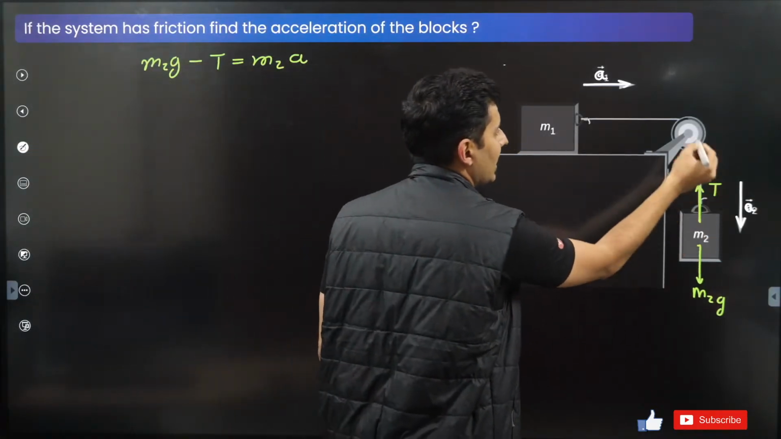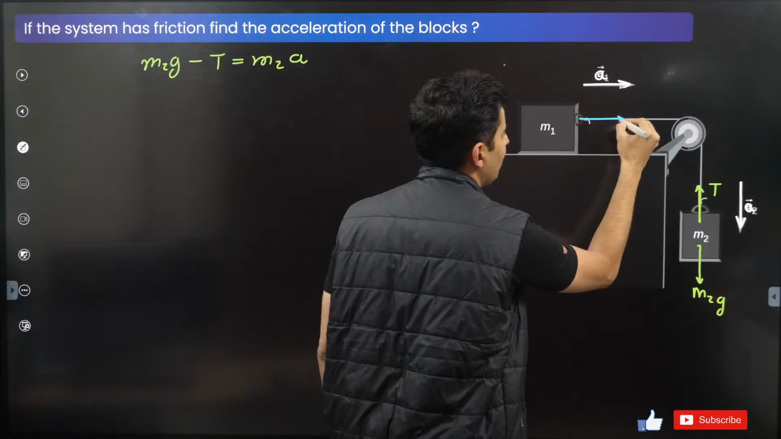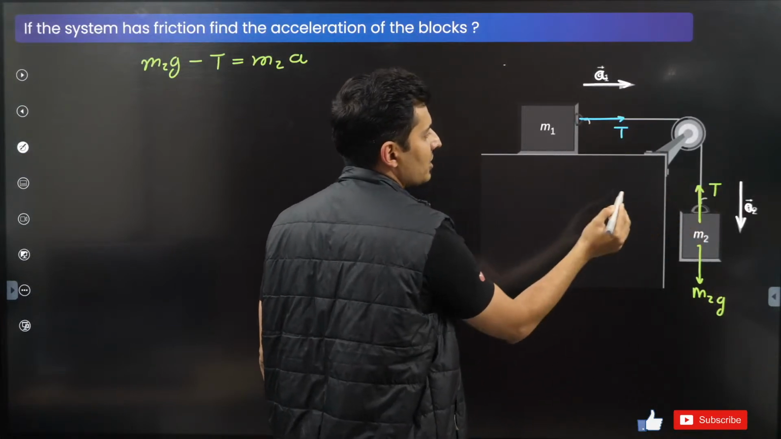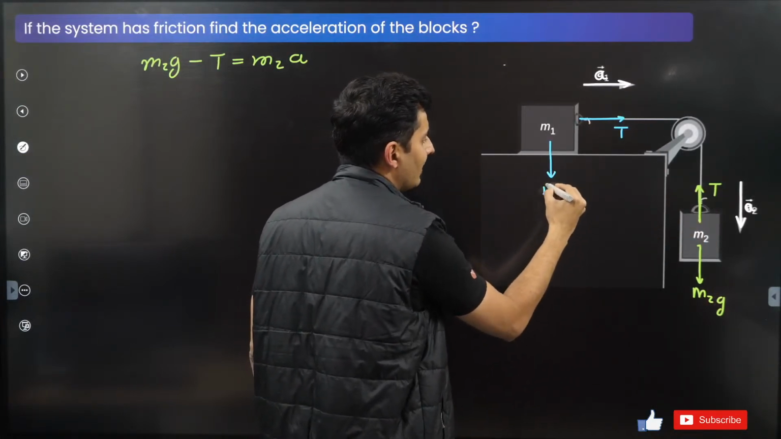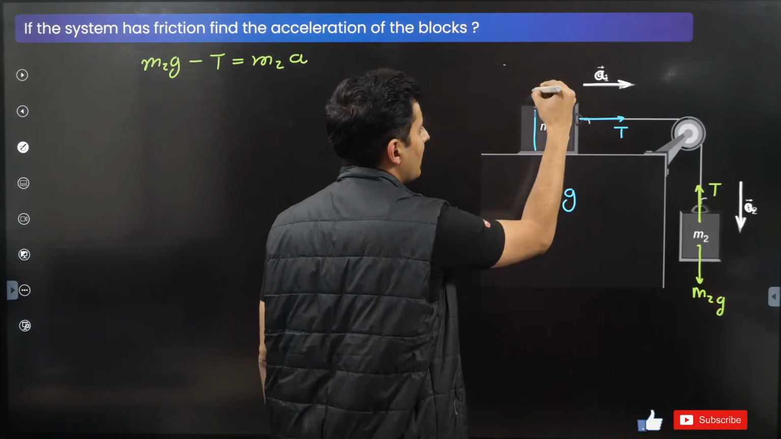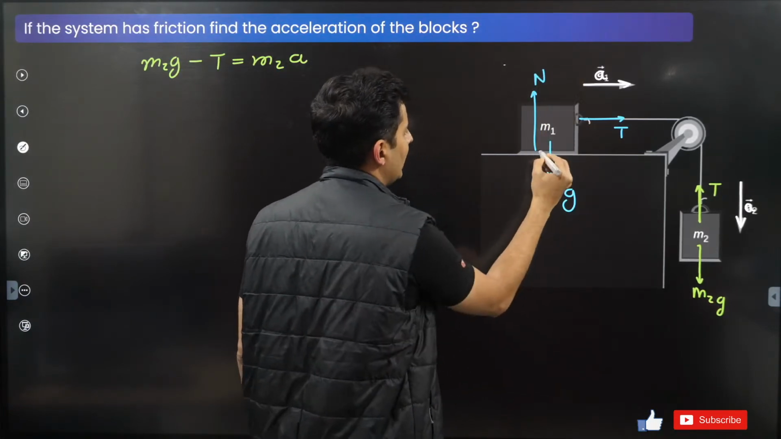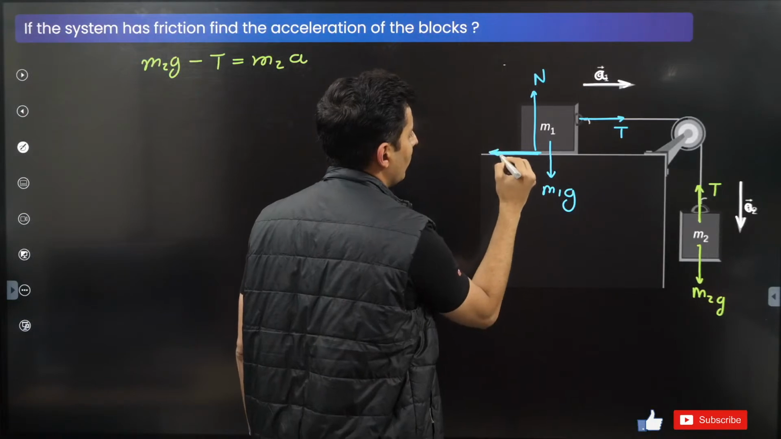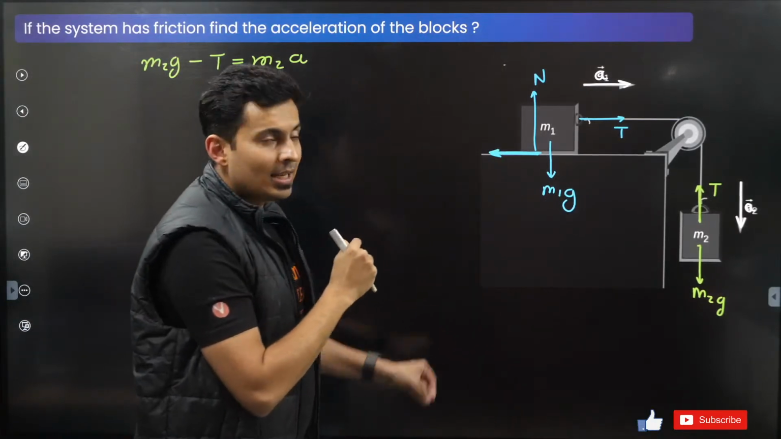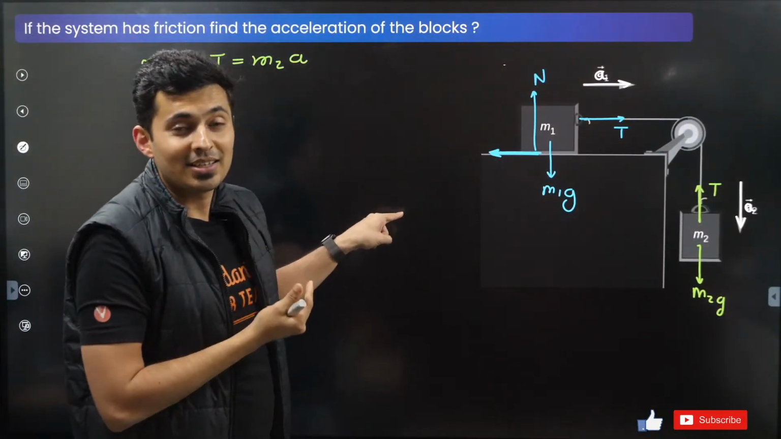Here, the same string is connected, so the same tension will be there. It won't be a different tension. M1 will have its own weight, M1g. There will be a normal from here. And lastly, over here, what will happen, guys? There will be a friction. Why friction? Because there is a rough surface.